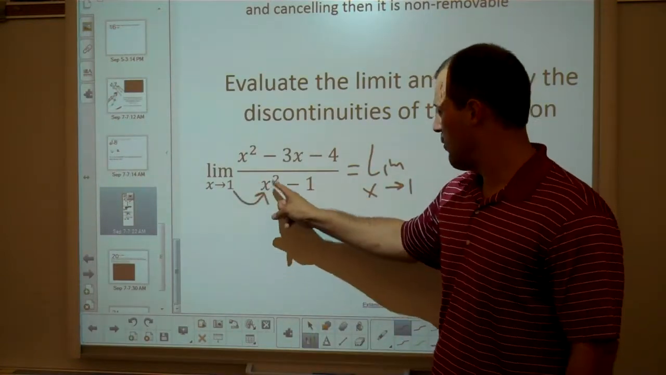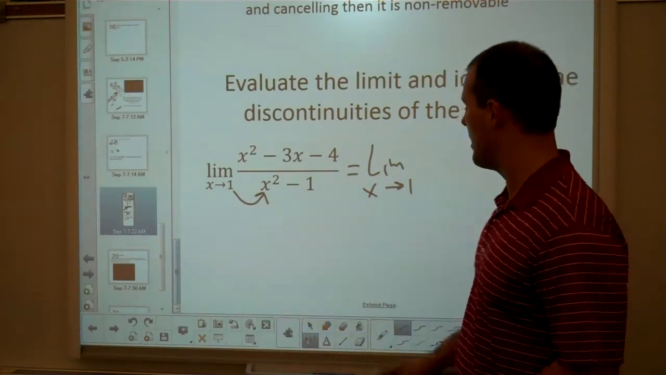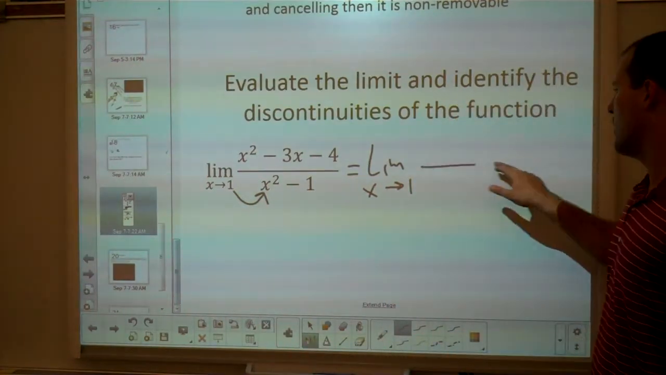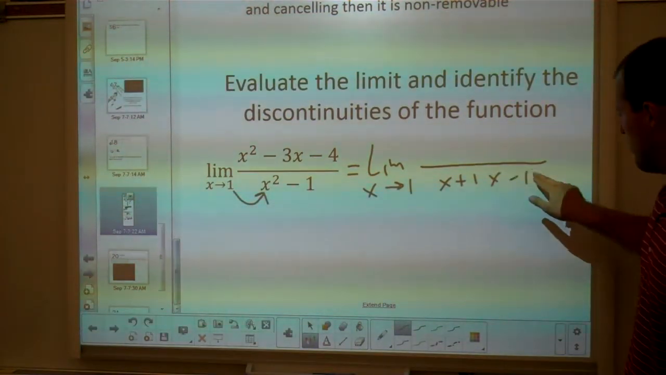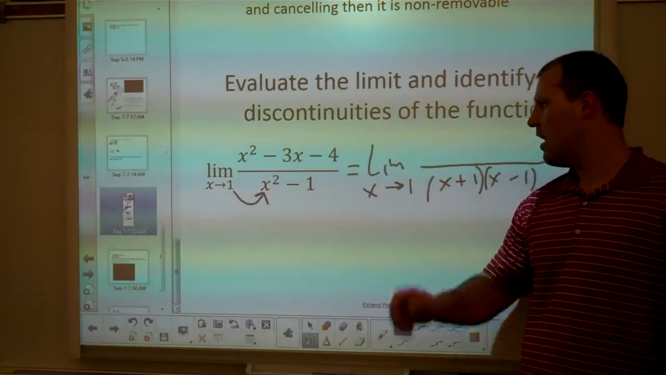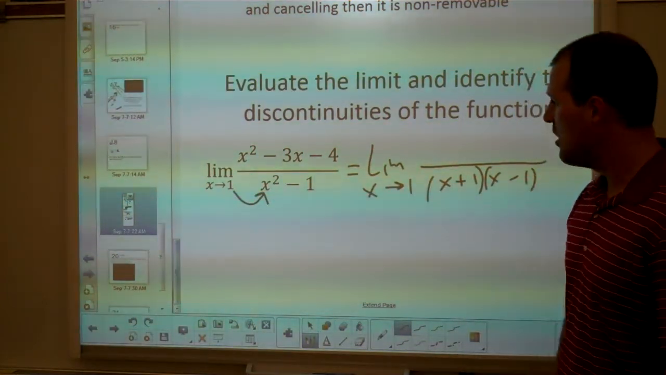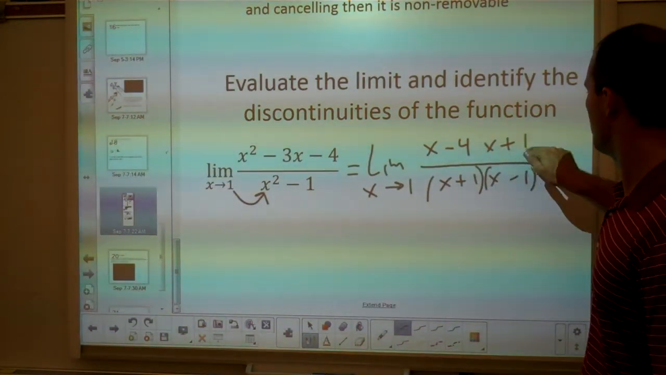So if I put this in, I get 1 squared, that's 1. 1 minus 1 is 0. Okay, that didn't work. So I actually do have to factor it. So let's do a little bit of factoring. Denominator looks pretty simple, x plus 1, x minus 1. Let's check out the numerator, looking for numbers that multiply together to be -4, add together to be -3. Looks like we could probably go x minus 4 and x plus 1.